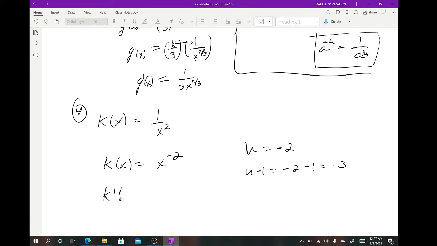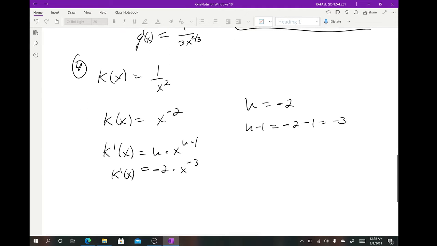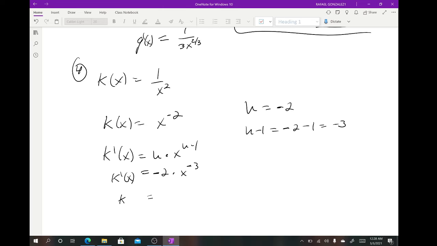So the derivative of k with respect to x is the same thing as n times x to the n minus 1, which means that we have n is equal to -2, and the exponent is -3, so it's -2 times x to the -3. And again, let's simplify that a little bit more. This is going to be -2 times 1 over x cubed, which is the same thing as -2 over x cubed. Then you simplify across, so 1 here, you multiply across, and you get your solution.